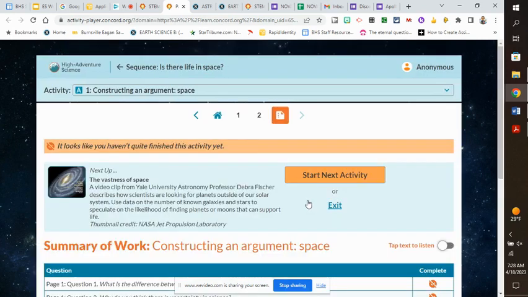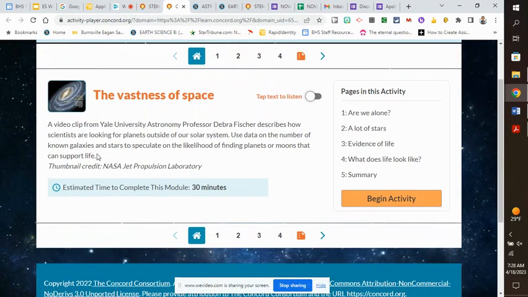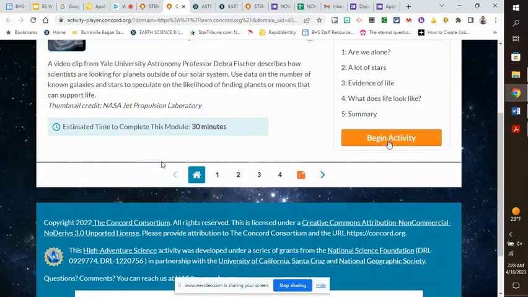When you're done with this, that will complete activity 1 in this lesson, and you will start activity 2. Activity 2 has 4 parts to it, and it discusses the vastness of space. So in this one, you're going to start with a video clip from Professor Deborah Fisher from Yale University. She will describe how scientists are looking for planets outside of our solar system. Use data on the number of known galaxies and stars to speculate on the likelihood of finding planets or moons that can support life. So click on Begin Activity.